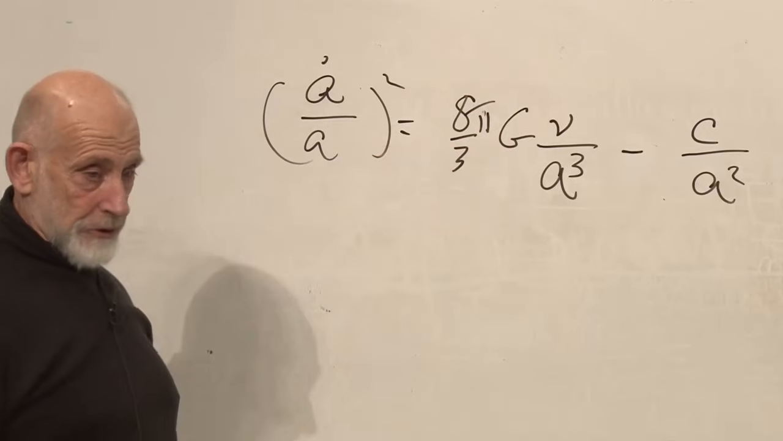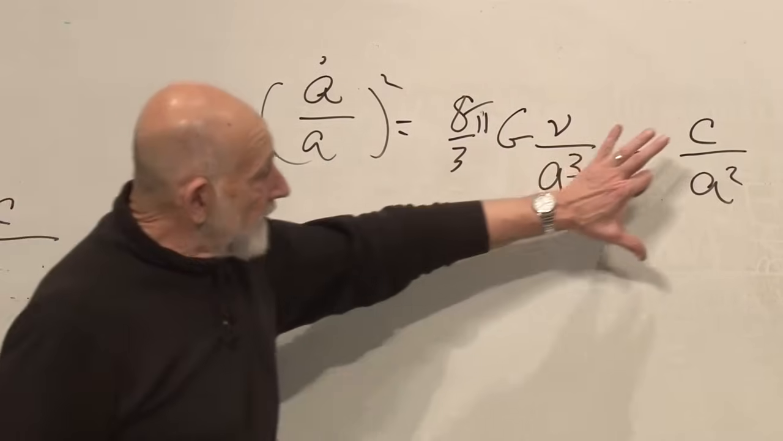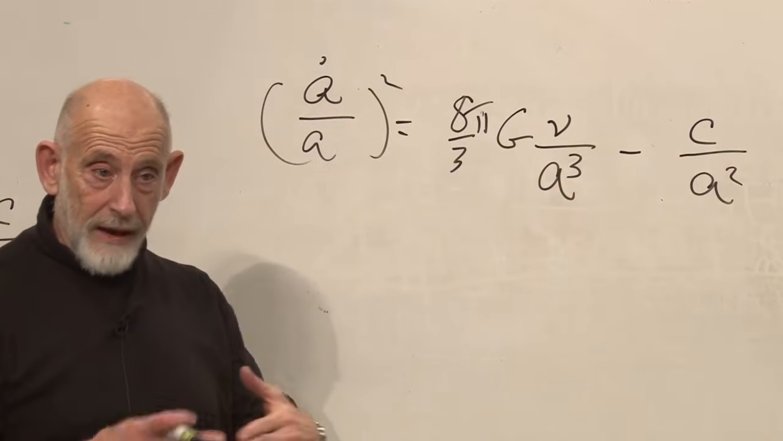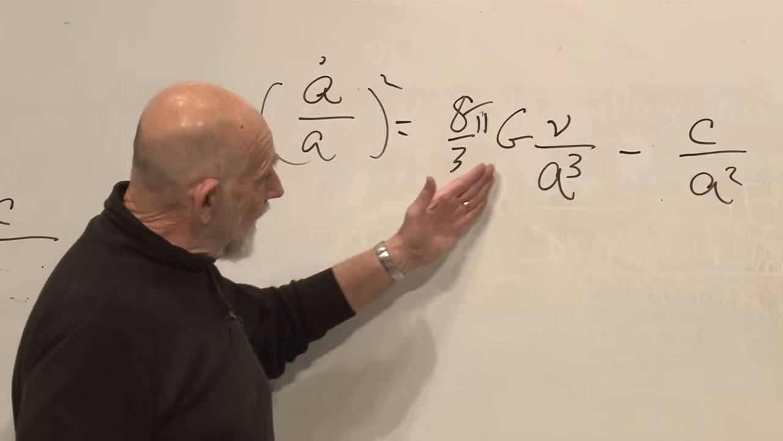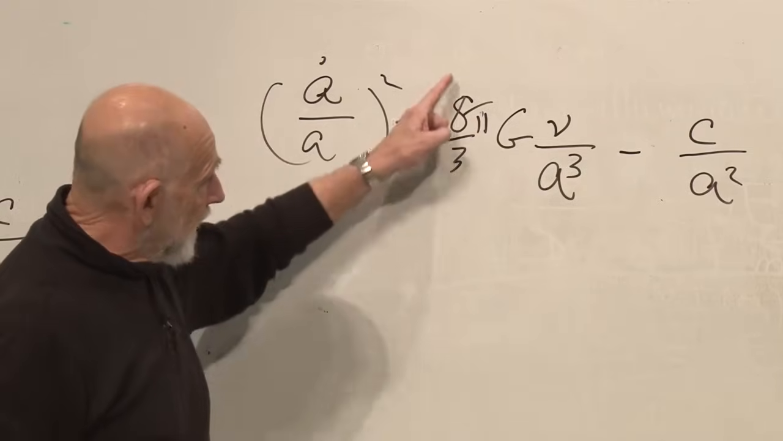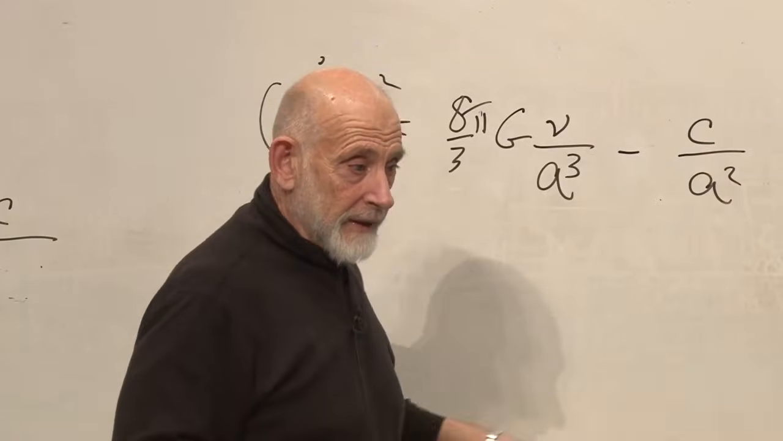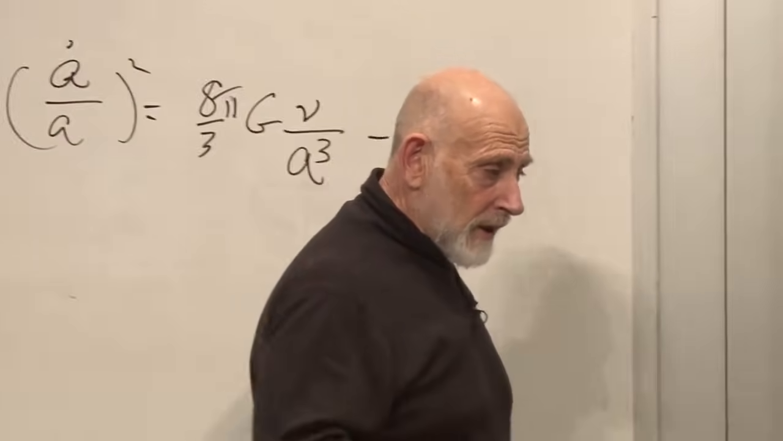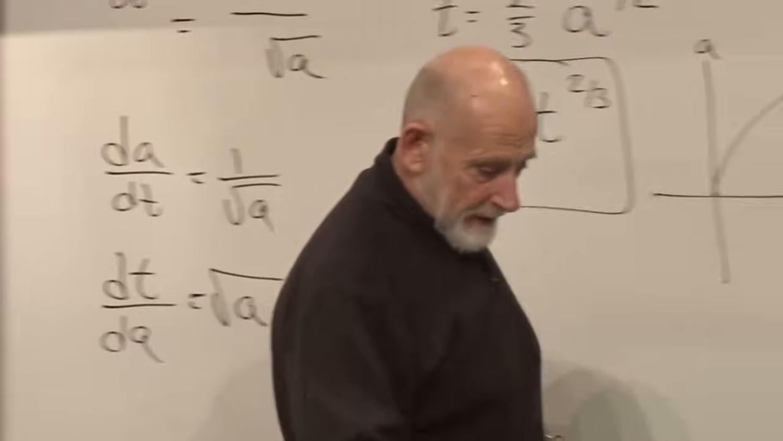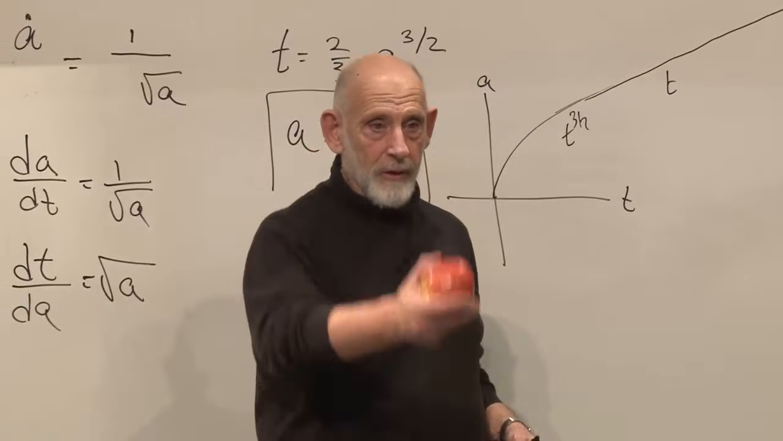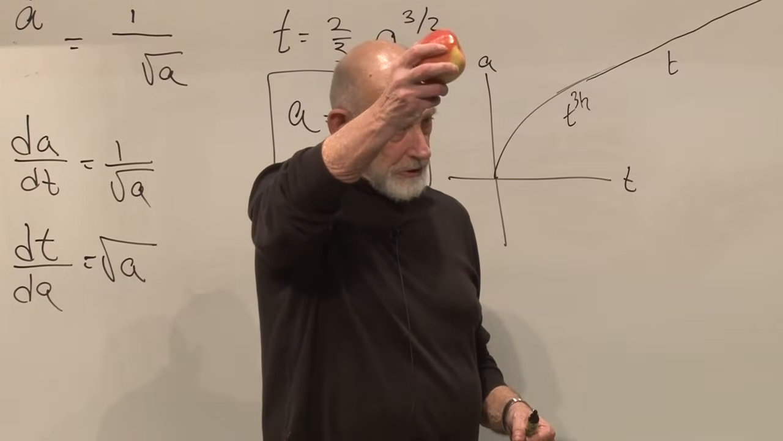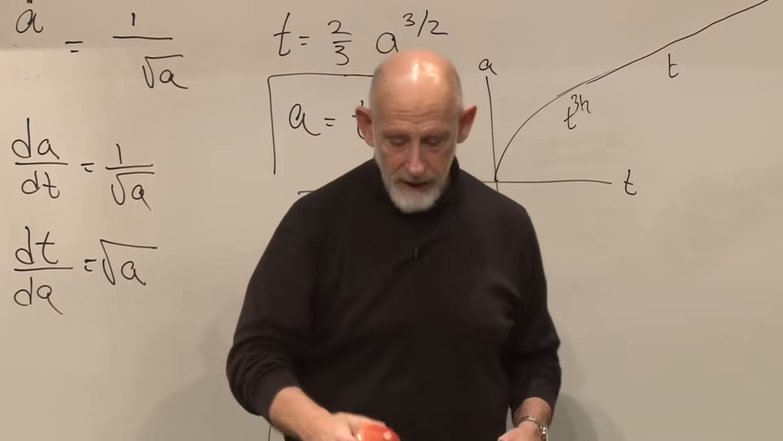Initially, this is the biggest term. At a late time, this is the biggest term, but they have opposite sign. That means somewhere in between, this became 0. That is nothing but the point where the upgoing apple is momentarily at rest, when a dot over a is 0.